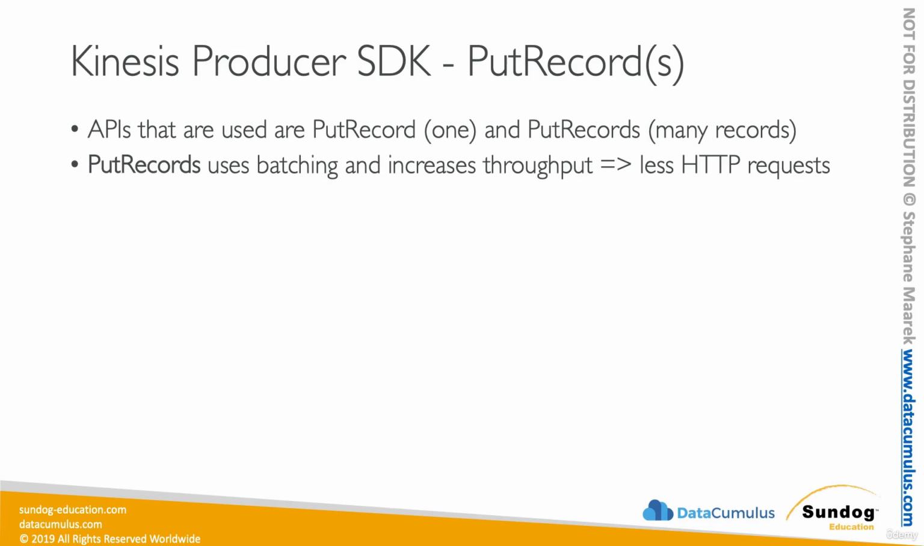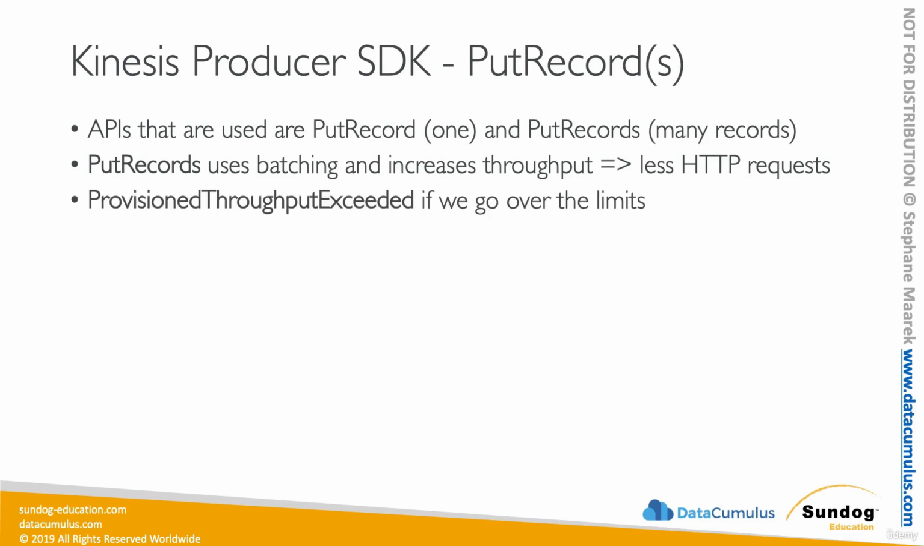That's because you send many records as part of one HTTP request, and therefore you're saving on HTTP requests and getting increased throughput. Now, if you do go over your throughput, you will get a ProvisionedThroughputExceeded exception, and it's important to know how to deal with this. We'll see this in the very next slide. Now, this Producer SDK can be used in various different ways. You can use it in your applications, but also on your mobile devices, such as Android, iOS, etc.